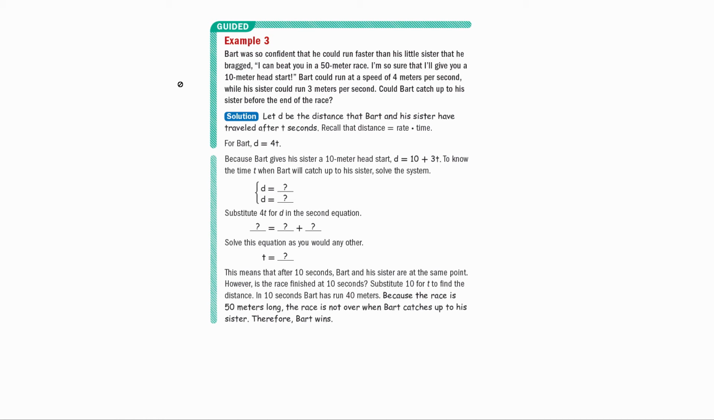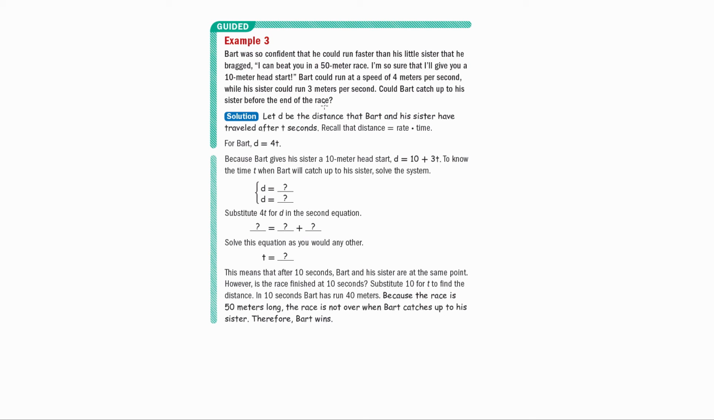Guided example 3. Bart was so confident he could run faster than his little sister. He bragged, "I can beat you in a 50-meter race. I'm so sure I'll give you a 10-meter head start." Well, this looks an awful lot like the example we just went through with the tortoise and hare problem. So let's go through this again because I think it's worthwhile to review just setting up these types of problems. Could Bart catch up to his sister before the end of the race?